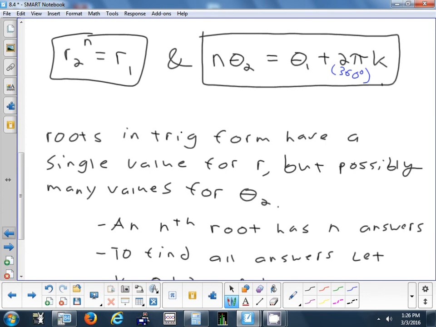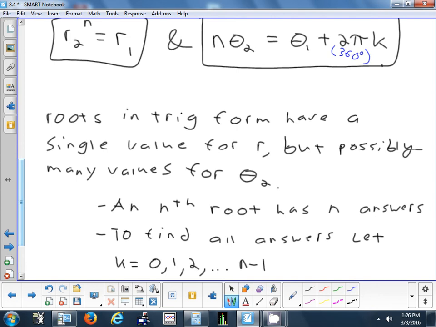How do you find the n answers? To find the answers, you're going to take what's in the second box, and you're going to let k equal different numbers. If you want to find a cube root, you're going to let k equal 0, 1, 2. That's how you get the 3 answers. So you start at 0 and go up to 1 less than the root you're looking for. If you're looking for a 4th root, you're going to have 4 answers. Let k equal 0, 1, 2, 3.